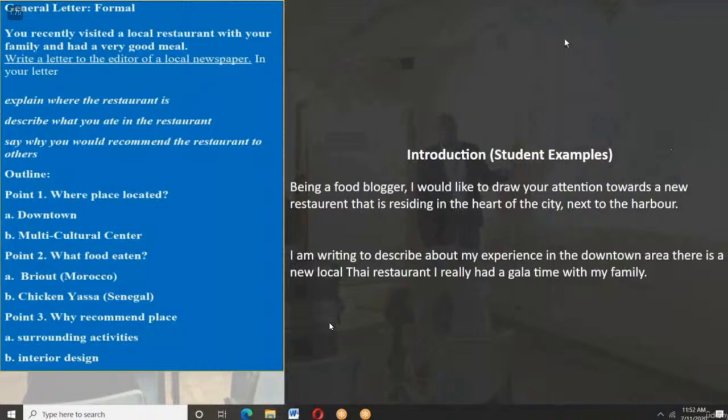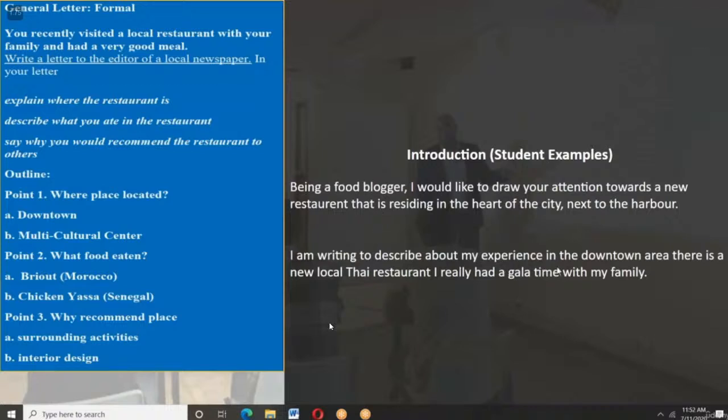This next one, actually, I like too. I think it's a well-structured sentence, except for he messed up. I like this. "Being a food blogger," great language. "I would like to draw your attention towards a new restaurant." All of this is wrong. "That is residing in the heart of the city." Like, no, you're not talking about location. "I would like to draw your attention towards a new restaurant that my family and I had a great dining experience," period.